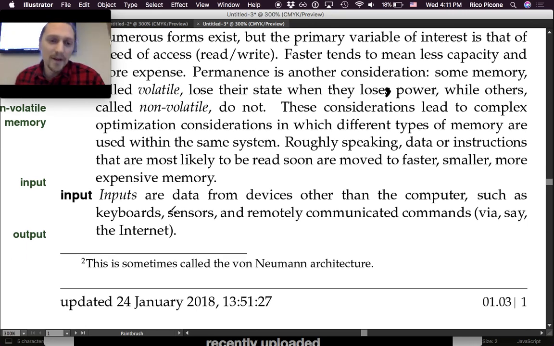Okay, inputs are data from devices other than the computer, such as keyboards, sensors, and remotely communicated commands via, say, the internet. So stuff coming from outside. You plug in your keyboard through the USB. You're hammering stuff in. That's going to be inputs to our microprocessor, our embedded system.